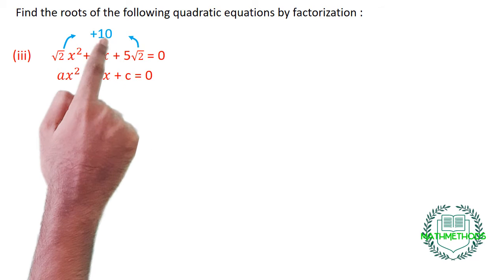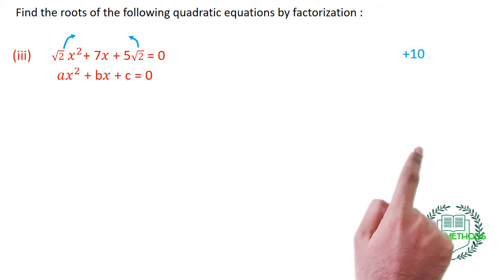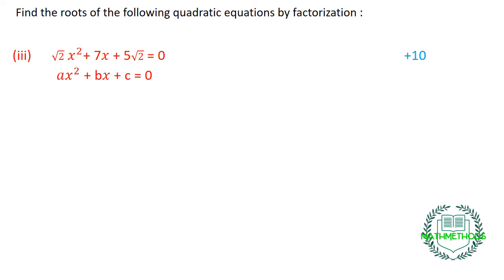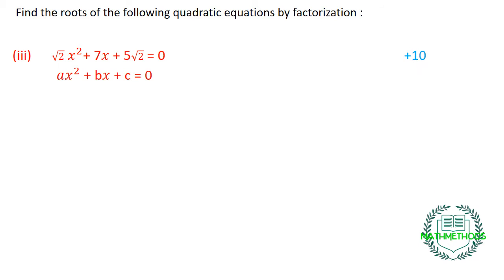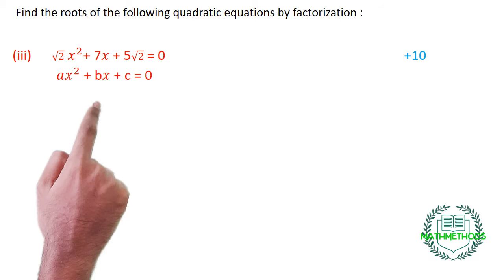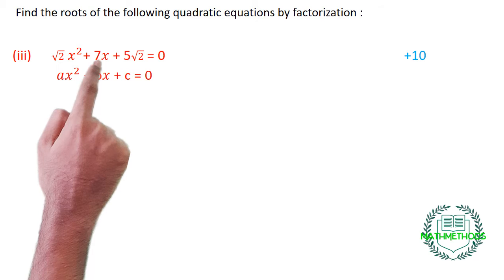Now write down the product as shown here. Now find two factors of plus 10, and the factors must be such that either by adding the two factors or by subtracting one factor from the other, the answer should be equal to b, that is the coefficient of the middle term, plus 7.